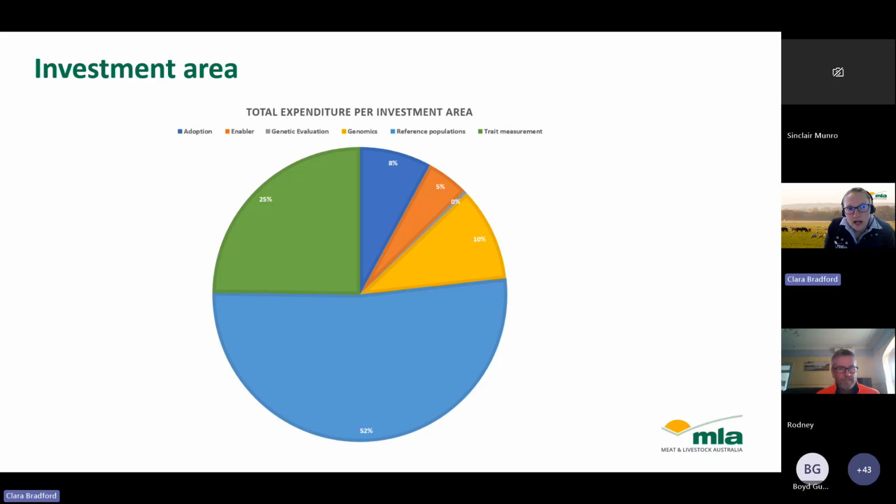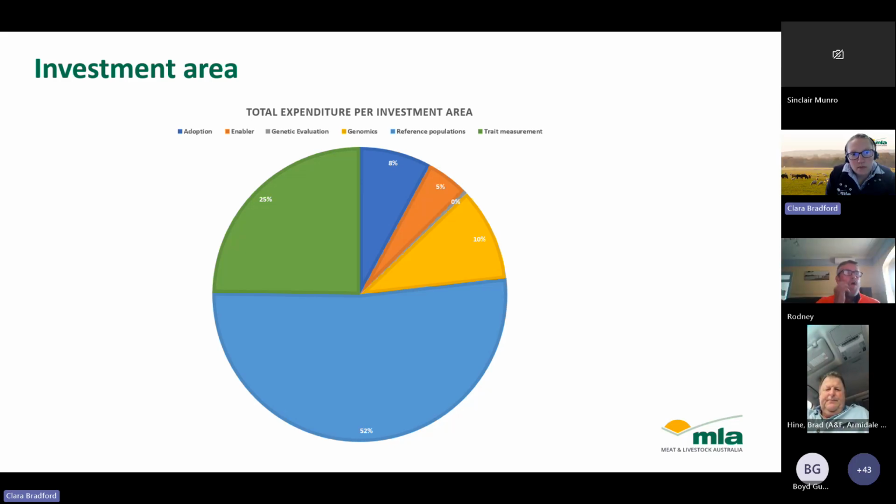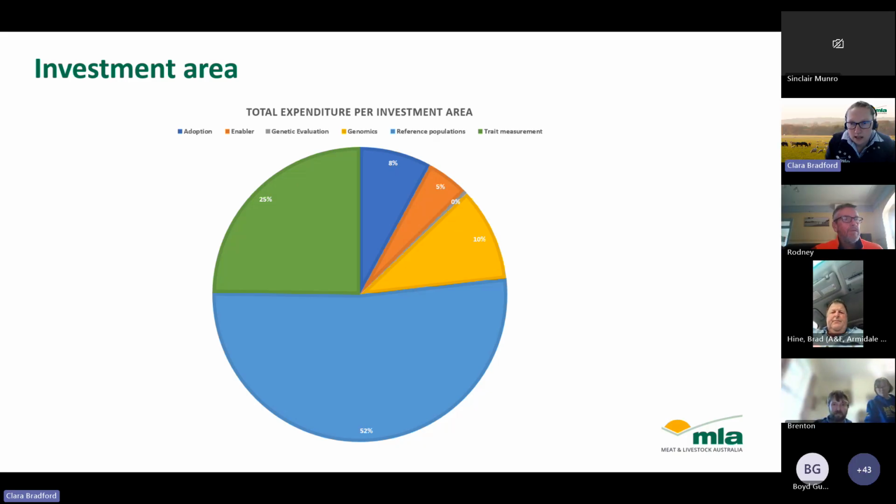And then also to add, we've got this green box here, which is trait measurement. So it includes things like collection of methane or immune competence. And those projects are actually enabled by the reference populations that we run. So basically over 2/3 of the portfolio are connected to our reference populations that we've invested in over time.